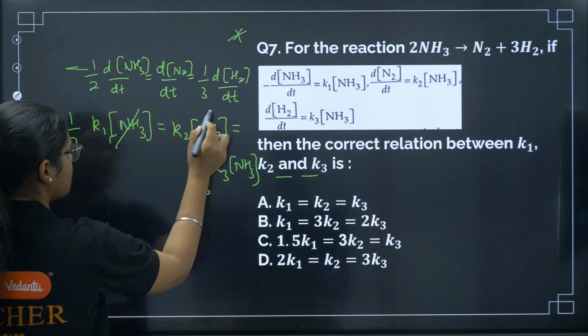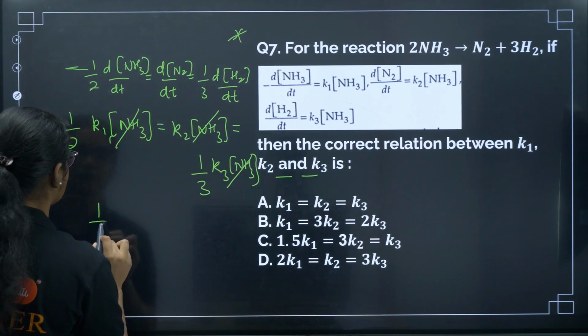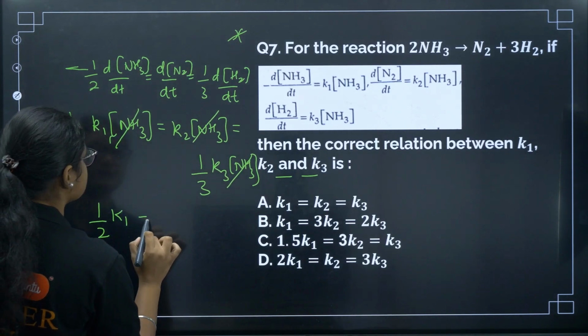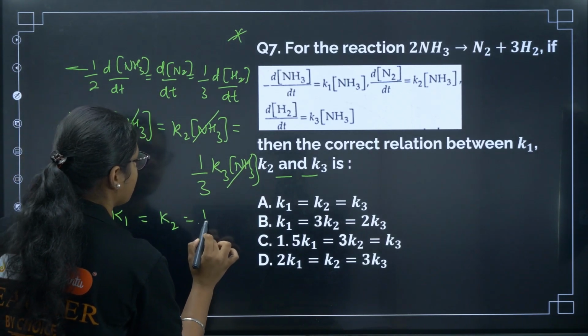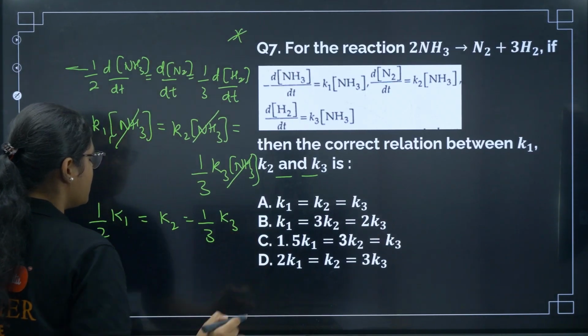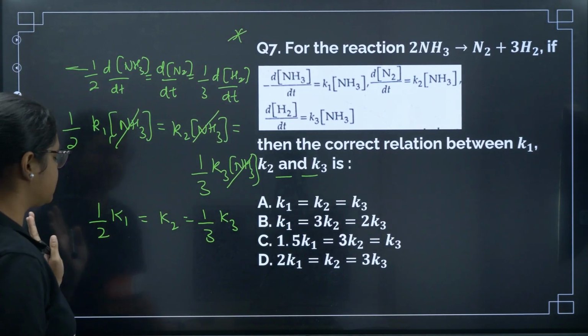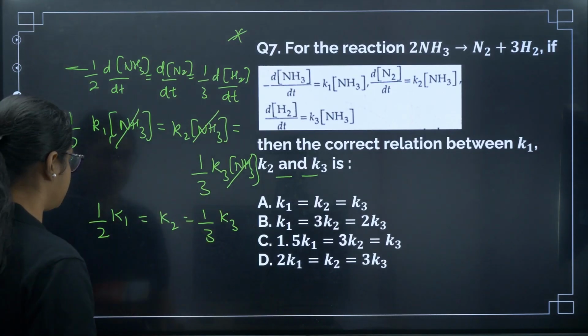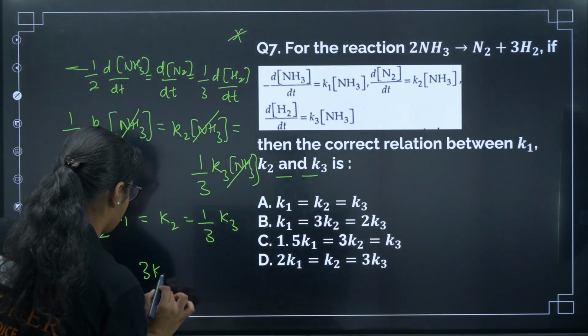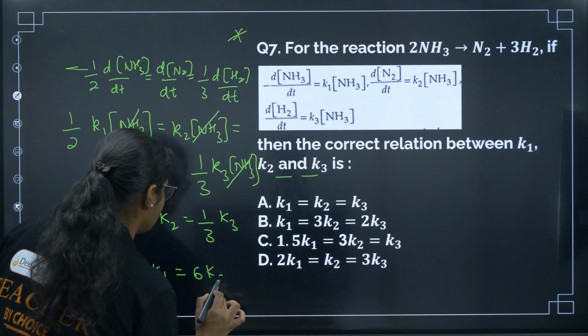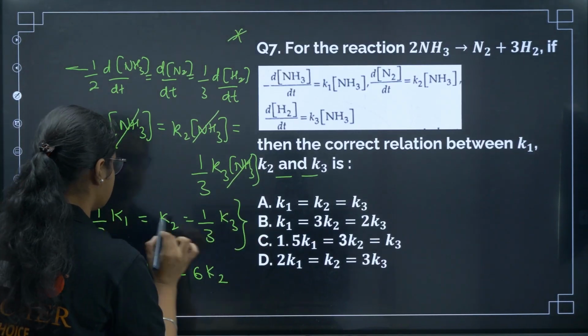So now you can cancel all NH3s from the equation. So I'll get 1 by 2 of K1 is equal to K2 is equal to 1 by 3 of K3. Okay. So now you can take the LCM of 2 and 3, that is 6. So multiply the whole equation with this one. So I will get 3K1 is equal to 6K2. So I am multiplying the whole equation with 6.